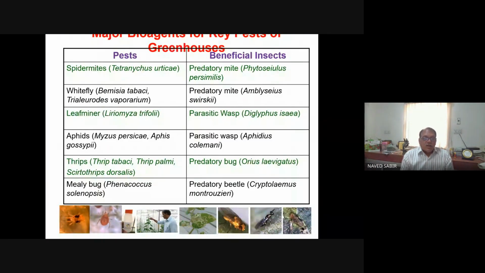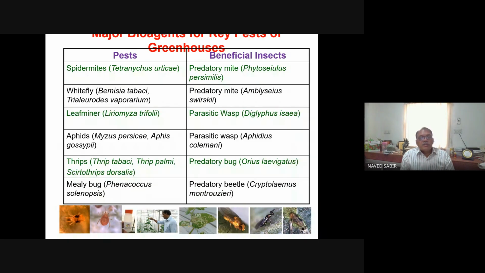So major biological control agents you can use against spider mites is the predatory mites, and for the white flies you can use predatory mites like Amblyseius swirskii. For leaf miners you can use parasitic wasps. For aphids you can use parasitic wasps like Aphidius colemani. For thrips you can use predatory bugs like Orius. And for mealybugs, you can use predatory beetles like Cryptolaemus montrouzieri.